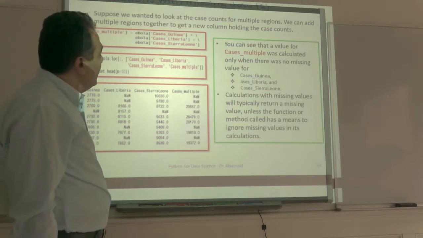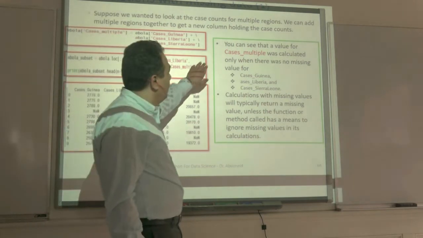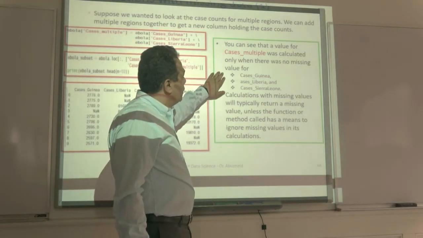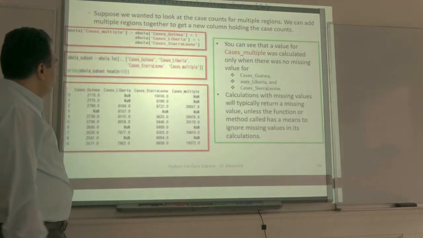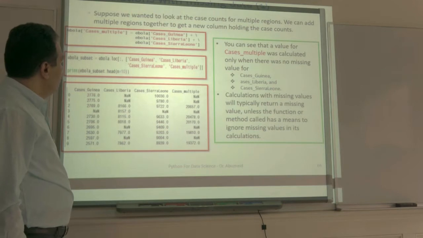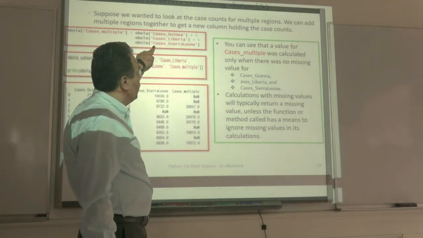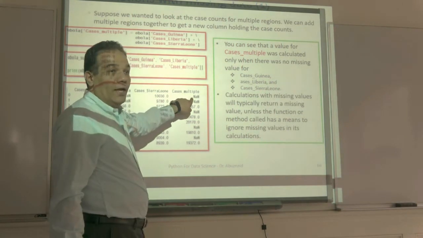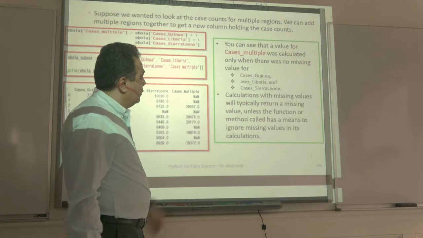So you can see that a value for cases multiple was calculated only when there were no missing values. Because if you're trying to add these values and one of them is missing, it will not calculate. It will tell you it's a missing value.